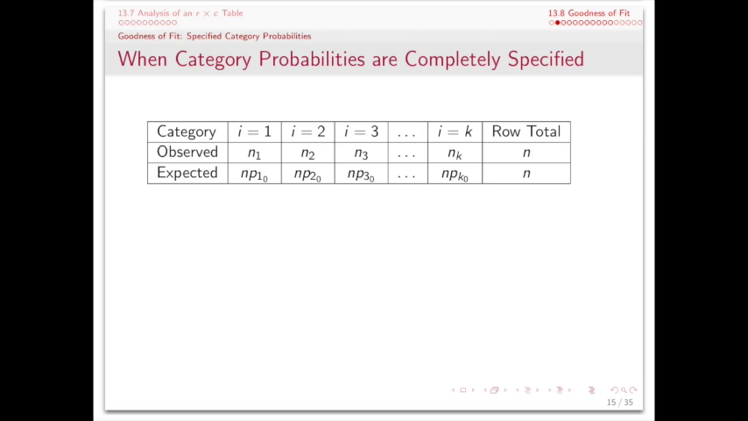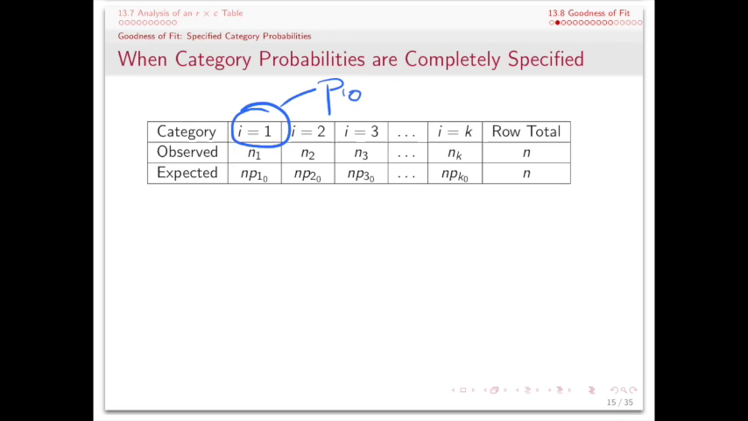So, for example, we might say that when we're interested in category number 1, the probability that's associated with category number 1 will be p1 naught. Similarly, the probability associated with category 2 will be p2 naught, and p3 naught for category 3, and so on down to the last category, K. The probability associated with that category will be pK naught.